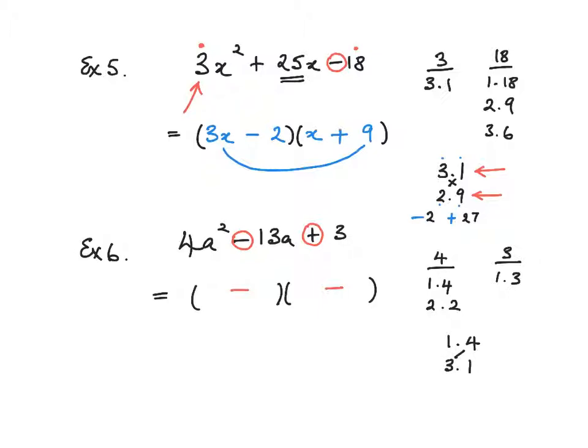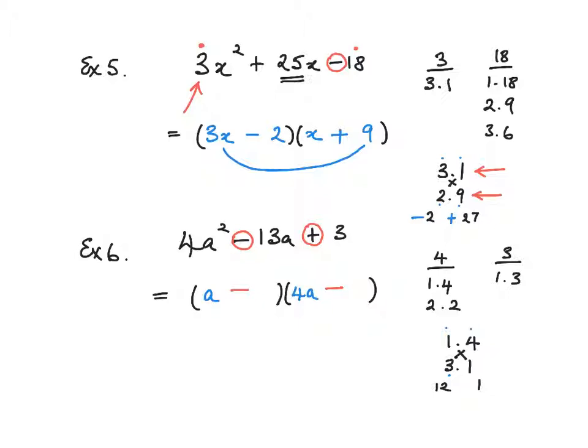4 times 3 is 12, 1 times 1 is 1. From a 12 and a 1 I can get a 13. It's important we see that we have to cross multiply these numbers. That's important for the arrangement in the brackets. So what happens next? Well, first term in the first bracket, first term in the second bracket, so it's going to be A and 4A.